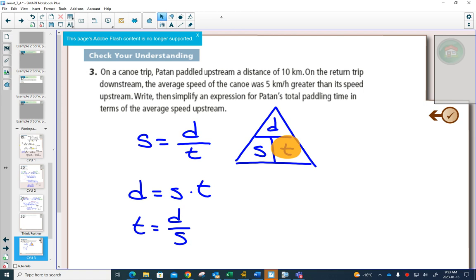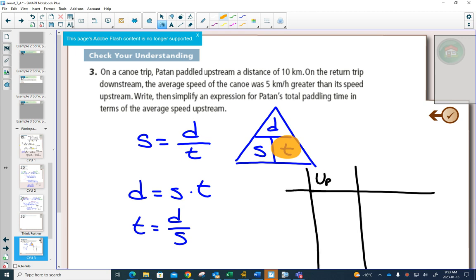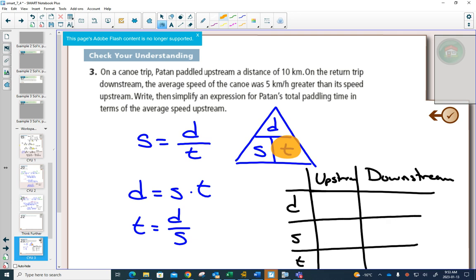So what we can do here is make a chart to understand what's happening. In this chart, we're going upstream, and we're going downstream. And as far as distance, speed, and time goes, we're going to look at what we know. Do we know how far Patton traveled upstream? Yes. 10 kilometers. Do we know how far he traveled downstream? Yes. He returned the same way, so 10 kilometers. Do we know Patton's speed? No. So we're going to have to put that as x.